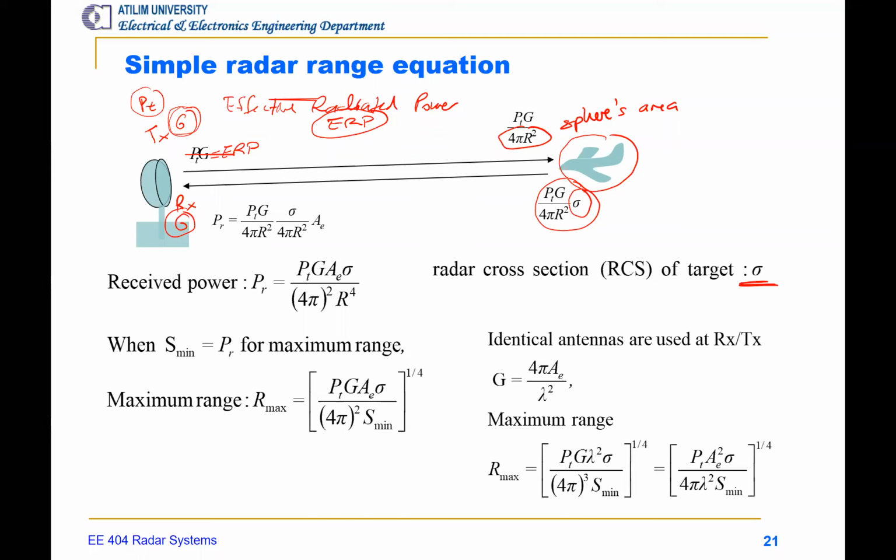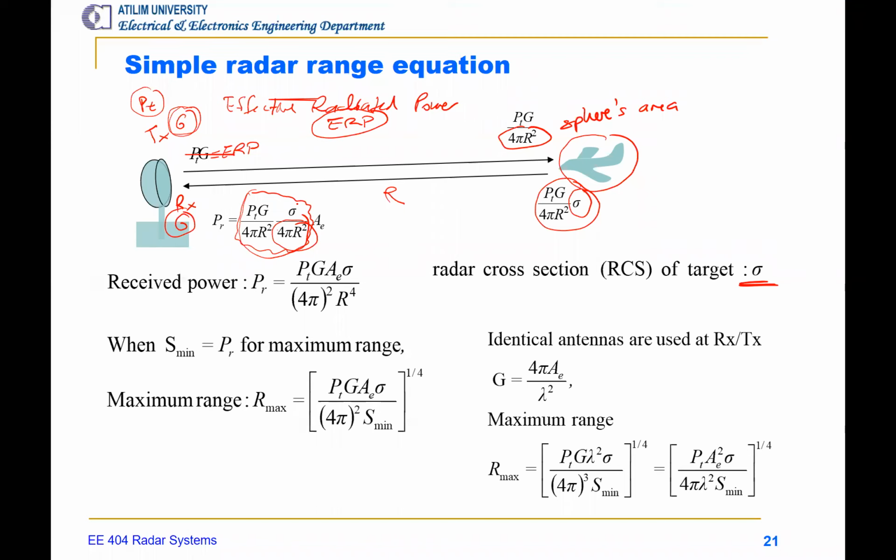Again, it travels back from the target with a distance r. Then the power density around the antenna of the radar will be PTG over 4 pi r squared times sigma divided by 4 pi r squared. Again, this is the surface area. So you can imagine that the target here behaves like a transmitter, and then this power density will be picked up by the antenna.